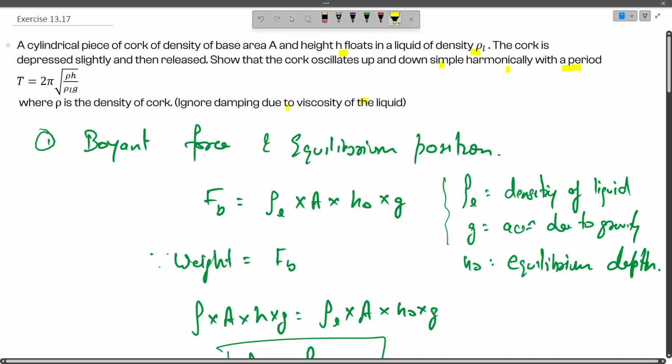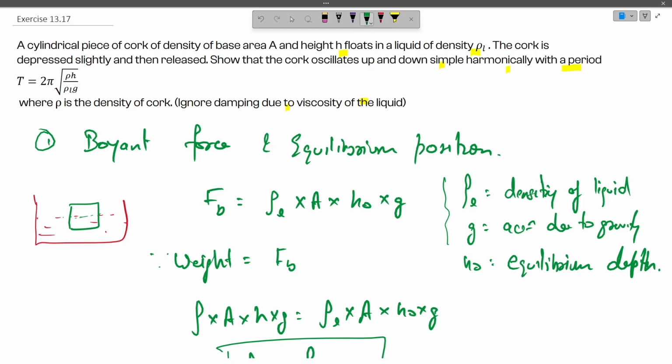and ignore damping due to viscosity of the liquid. So the case here is, let us assume that this is a beaker in which water is filled, and here is a cork, and it is submerged to some level, and it is slightly depressed, and when the force is removed, then it oscillates up and down in simple harmonic motion.